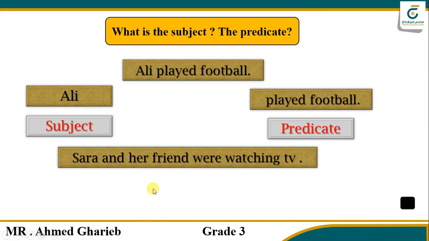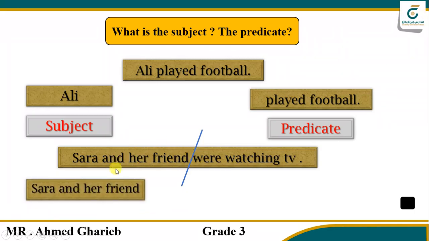Okay, of course the subject is Sarah, not just Sarah, Sarah and her friend. It's a compound subject. This is the subject. The sentence is talking about who? Sarah and her friend. What were they doing? They were watching TV. The predicate starts with the verb. So this is the subject and this is the predicate.